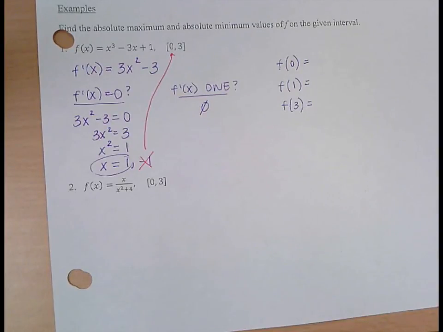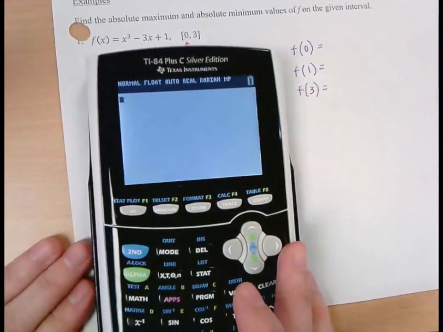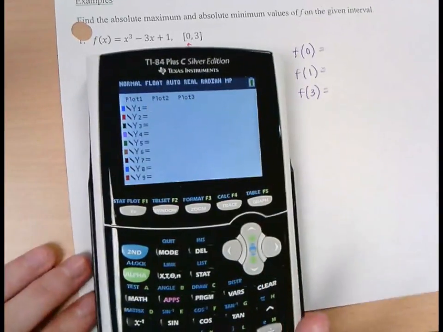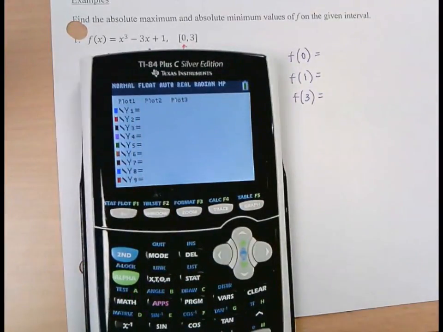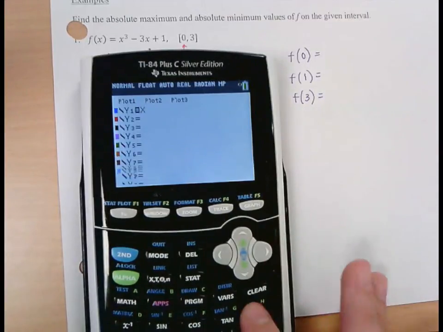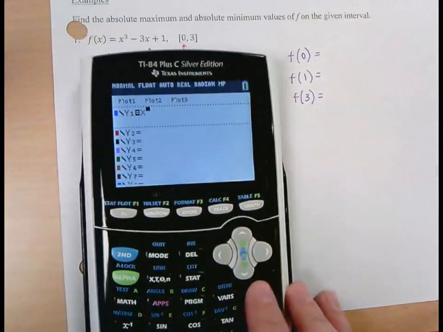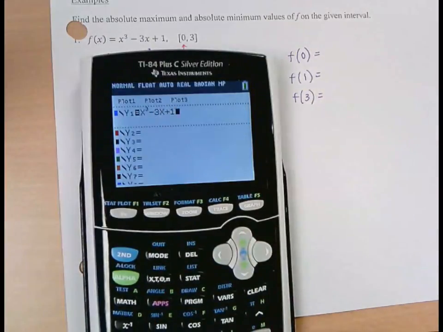And then as a reminder for you too, if you have your graphing calculators handy, depending on how many function values you have to find, you could make it easier on yourself by just typing the function into y1 or into one of your y's in your list there. So we have x cubed minus 3x plus 1, and make sure too that you are substituting these values back into the original function and not into the derivative.